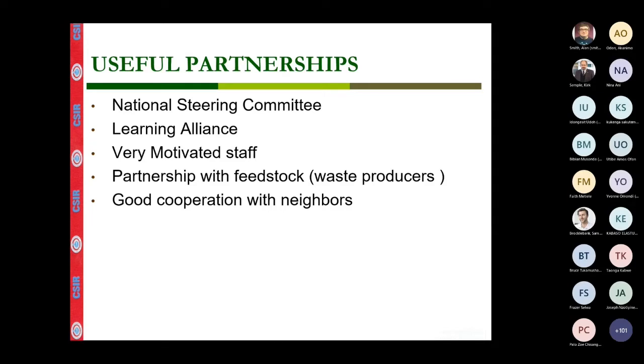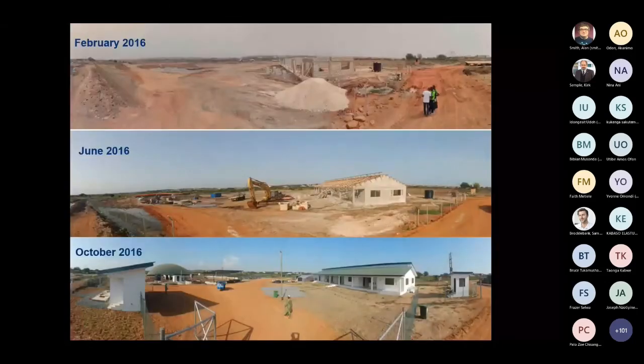And they formed a very good partnership with feedstock people who produce the feedstock for the plant, because without a feedstock, these plants cannot operate. And then they have good neighborliness. They have engagement with their neighbors so that their activities will not impact the neighborhood in which they are doing their work. So this is just to show you their construction phase.